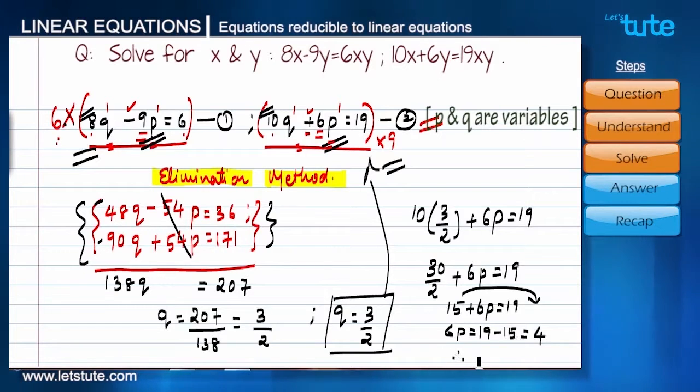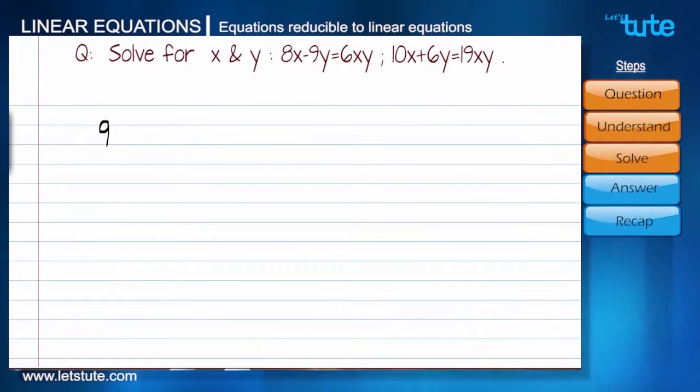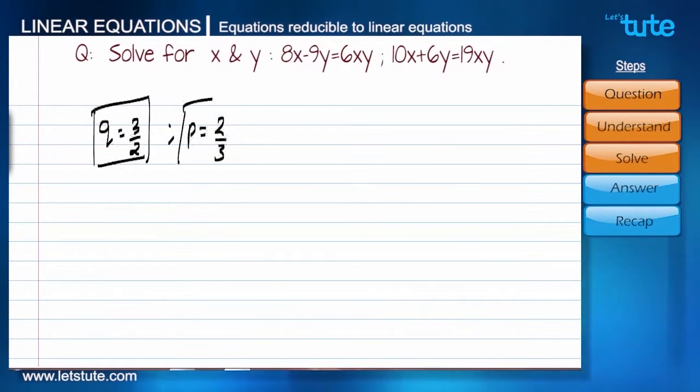So therefore, p equals 4 by 6. So after cancelling them, we'll get 2 by 3. So we already have q equals 3 by 2, and now we got p equals 2 by 3.